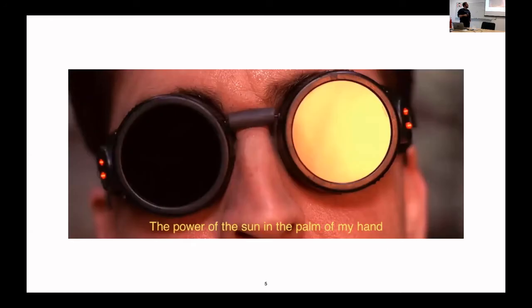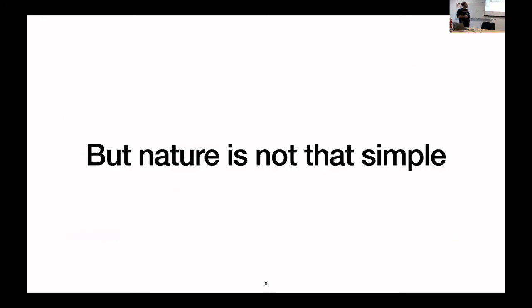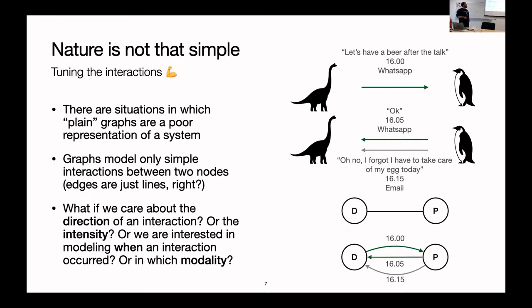So usually one, after this point, is really happy with networks and thinks that he can do whatever he wants with networks. But at some point, and pretty soon, he realizes that things are not that simple, and in fact, there are lots of interactions that are not able to be modeled with classic networks, with classic graphs.